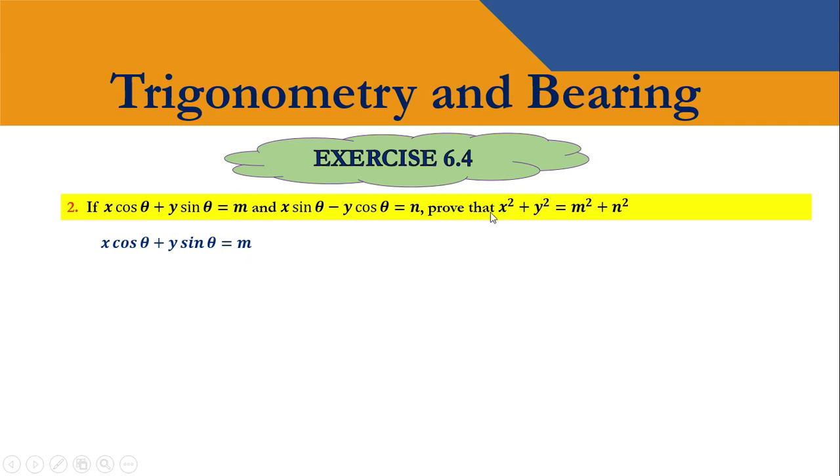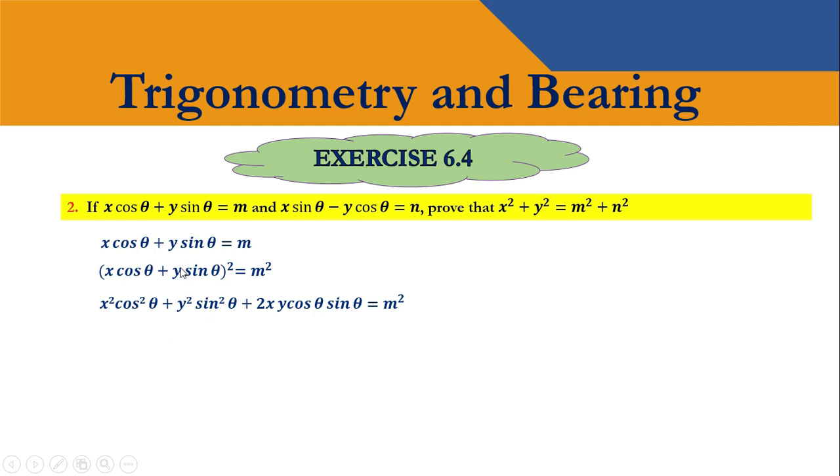As you can see, the thing which we need to prove is in square form, and here x is not squared, so we take the square of this equation on both sides. Taking the square on both sides we get this expression, and x cos theta plus y sin theta whole square resembles the a plus b whole square formula. Expanding it, we get a square plus b square plus 2 times a into b, and on the other side we get m square.